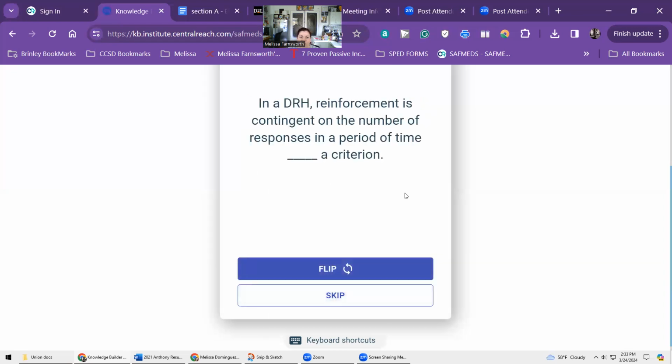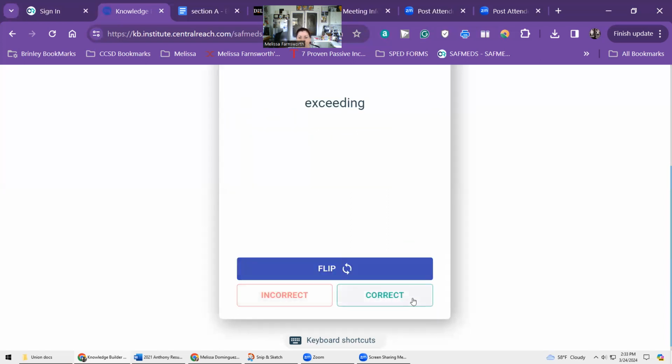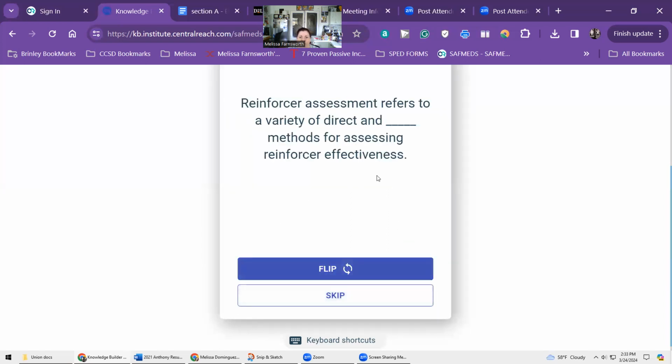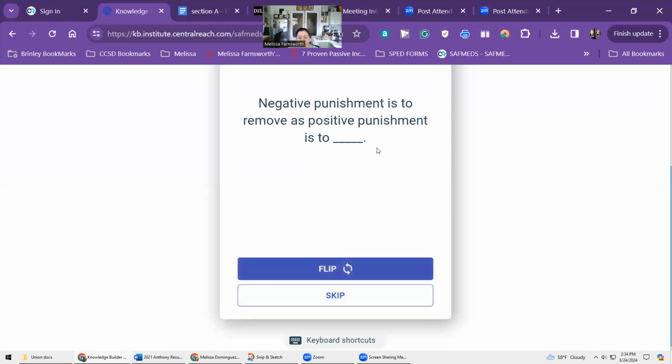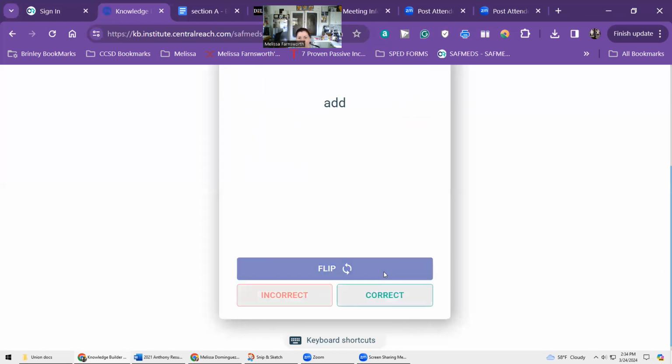In a DRH, reinforcement is contingent on the number of responses in a period of time, blank a criterion. Exceeding. Reinforcer assessment refers to a variety of direct and blank methods for assessing reinforcer effectiveness. Empirical. Negative punishment is to remove as positive punishment is to blank. Add.